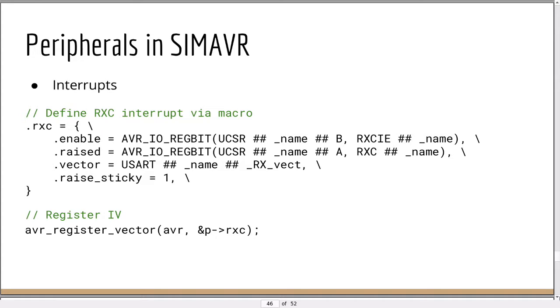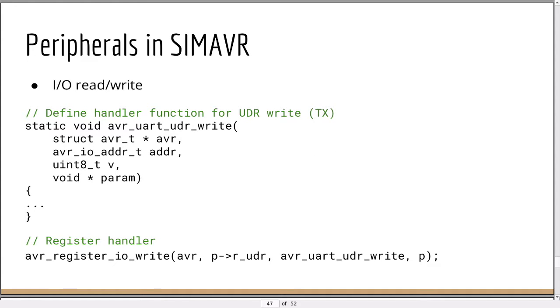Defining the interrupts of the module is pretty straightforward with the SimAVR macros. And once you're done with defining your interrupt, you'll just register it. As I said, you can put handlers on I/O read and write. You'll just write your callback function to handle the logic, what happens on a read or a write, and then you'll register it on a specific I/O register, and it will be executed once you write or read from it.